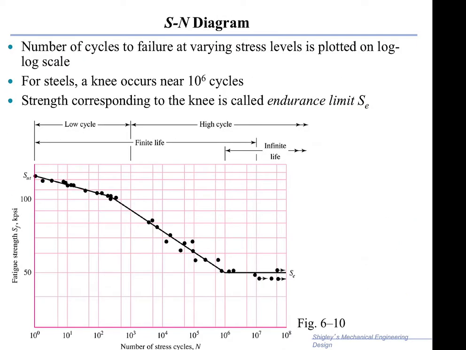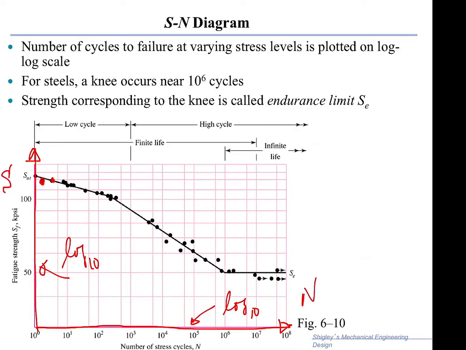And the results of this test are usually put in the form of a graph that shows you the stress amplitude that determines failure as a function of the number of cycles to failure. Note that this is a log scale to the base 10, and this is also a log scale to the base 10. So we have a log graph, and each point here gives you a relationship between what we call S on this side and N on this side. That's why it's called the SN diagram.